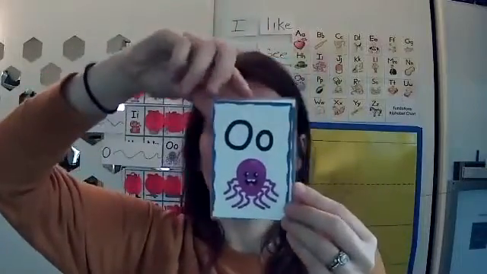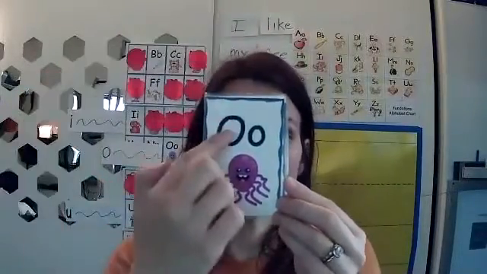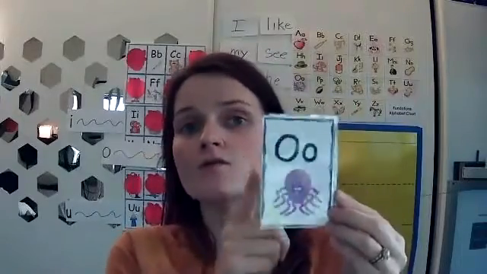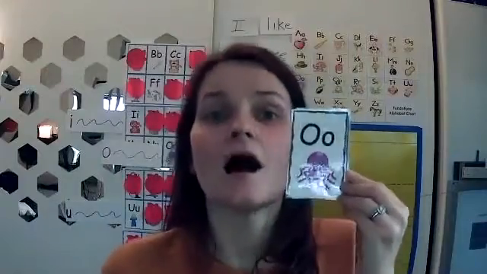The next one is the letter O. So again, these look very similar. The capital O and the lowercase o look almost exactly the same, just a size difference. The letter name is O. The keyword is octopus, and the sound is ah. So it goes O, octopus, ah. Your turn. O, octopus, ah. Again, O, octopus, ah. Your turn.